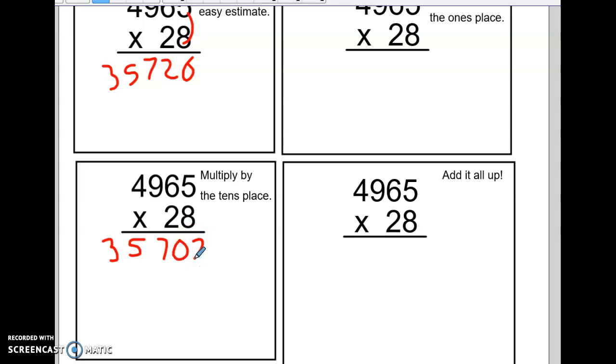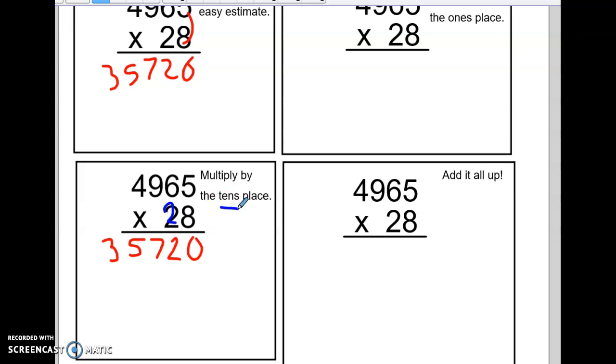Oh my goodness, I've made a mistake, haven't I? Oh, we're going to have to be very careful here. All right, 35,720. Okay, now we are multiplying here by this 2, but that 2 isn't worth 2. That 2 is worth 20. It's in the tens place. So how do we make a 20?